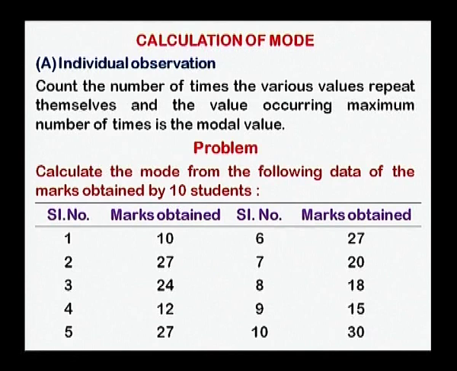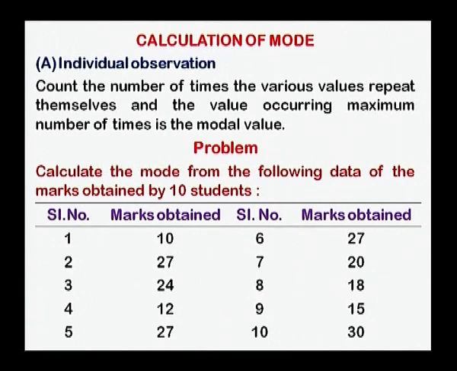The first is individual observations. Now, in case of individual observations, we have to observe minutely the values which are given in the problem, and any value that occurs maximum will be considered as the mode or modal value. Now, that can be understood with the help of this problem. Calculate the mode from the following data of the marks obtained by 10 students. Now, in this problem we have been given the marks of the 10 students, and they are as follows. Number 1 student, he has got 10, second 27. In this way we have seen the marks obtained by the 10 students as given in this problem.